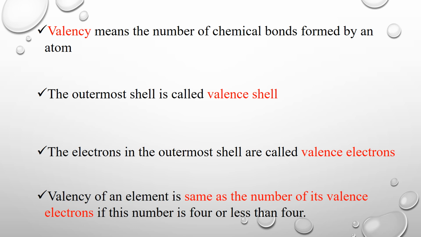The first one we've already learned, that is, what is valency. Valency is nothing but the number of chemical bonds which can be formed by the atom. Even though you have learned this previously, this concept of the number of chemical bonds is what you're going to be understanding today when you're finding out valence electrons and valency. The second statement is that the outermost shell is called the valence shell.